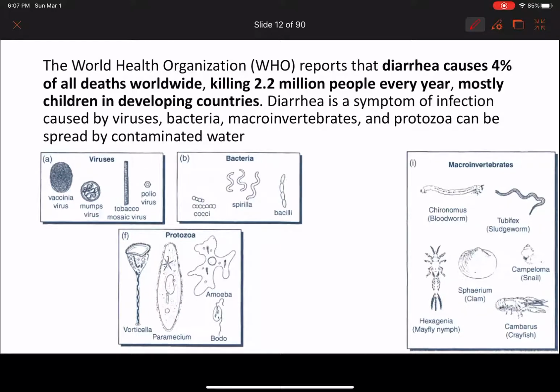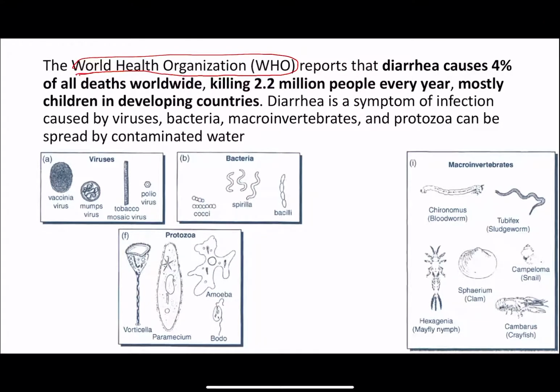The World Health Organization is an association that reports diseases, reports microbial threats endangering humans and of course animals and life on earth. They report that diarrhea causes 4% of all deaths worldwide. 4% of the human population die because of diarrhea alone, killing 2.2 million people every year, mostly children in developing countries.